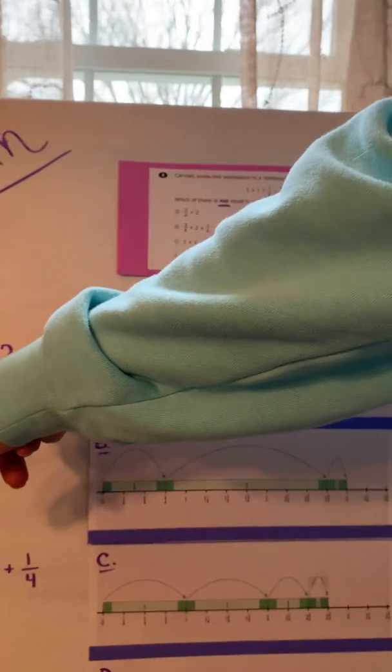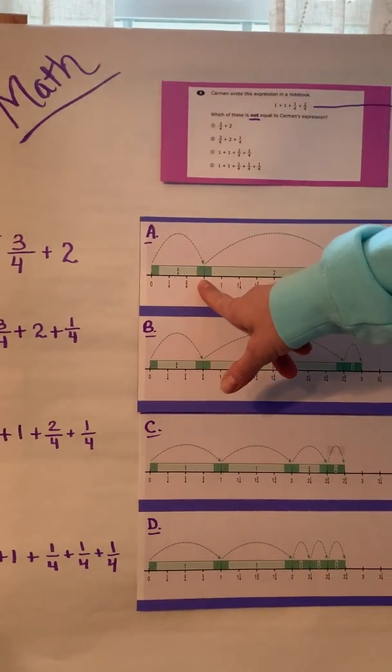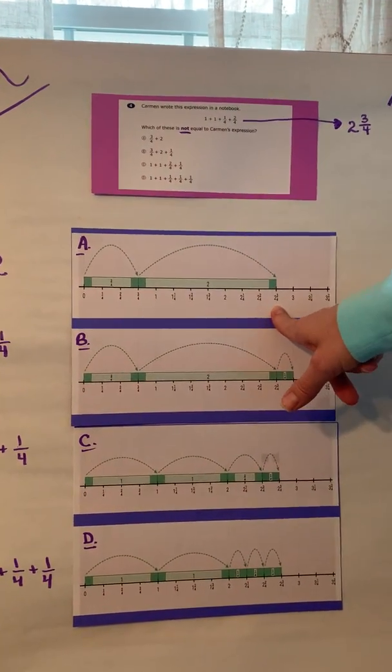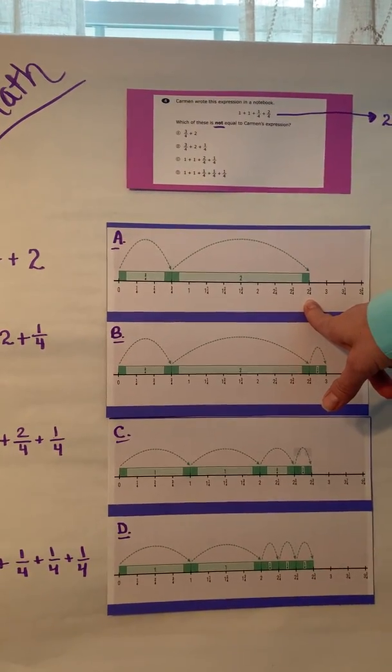Okay, so A said 3/4 plus 2. So I jump 1/4, 1/4, 1/4 to 3/4, and then I jump 2. I end at 2 3/4. That would be equal to Carmen's expression, 2 3/4.